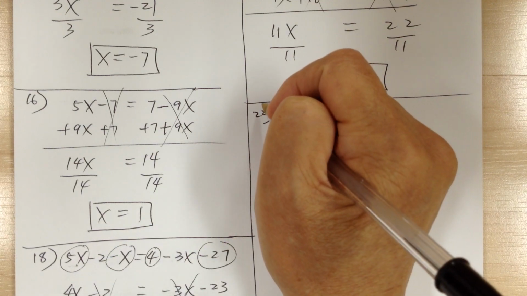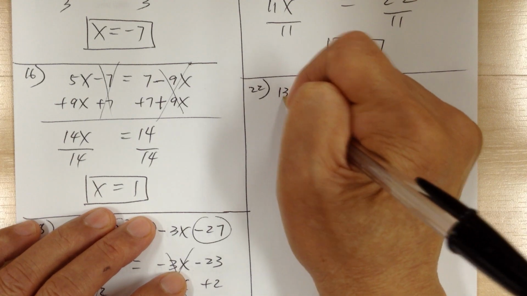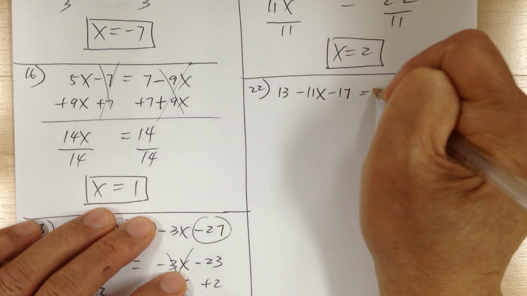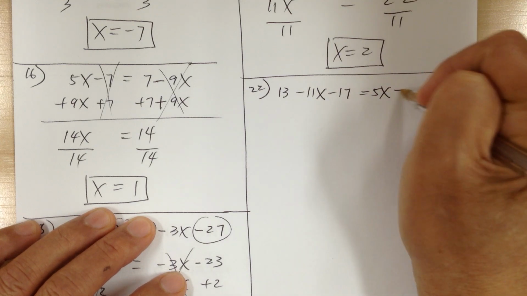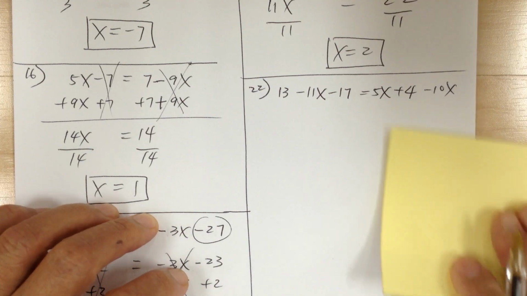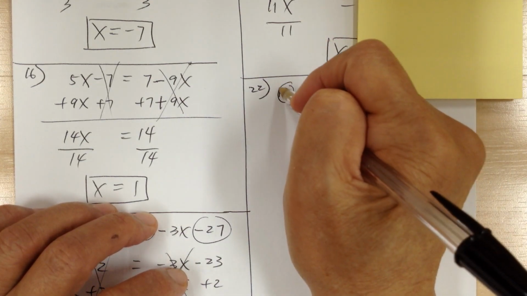Okay, 22. Here we have 13 minus 11x minus 17 equal to 5x plus 4 minus 10x. Okay, so again, let's focus on one half at a time. So combine the like terms.